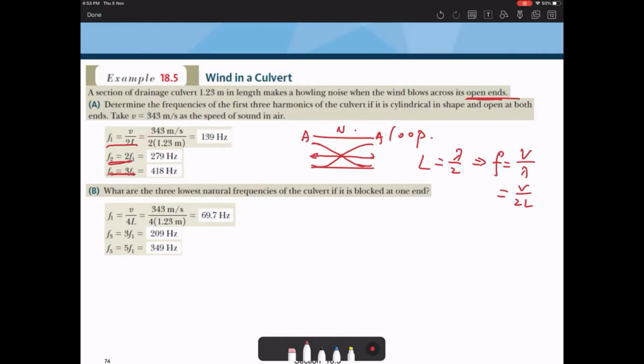If, however, the tube is blocked at one end, then you would only support odd harmonics. And even the fundamental frequency would be changed, because in the case where the tube is blocked at one end, it would be an antinode to one side and a node at the other side. So the fundamental frequency would be changed accordingly. And that is how we do that calculation.